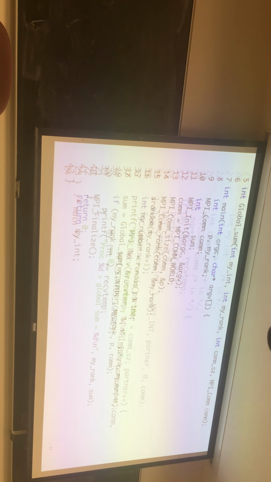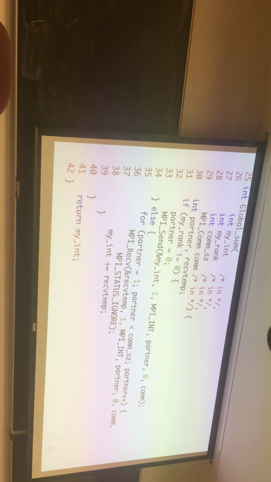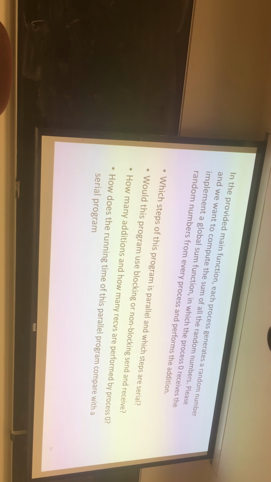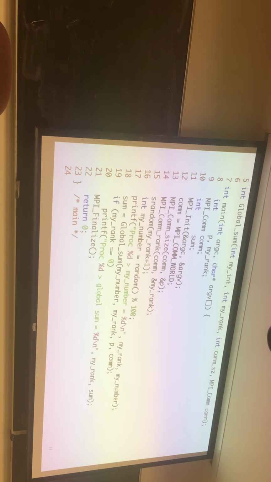Any questions so far? So you are seeing how busy this process 0 is, right? Basically, if you are process 1, 2, or 3, all you do is send a message, then you can return. Rank 0 has to receive sequentially one by one, then do the addition, then return it, then print it out. So this you can probably use to answer your second question: which steps are parallelized and which steps are serial?